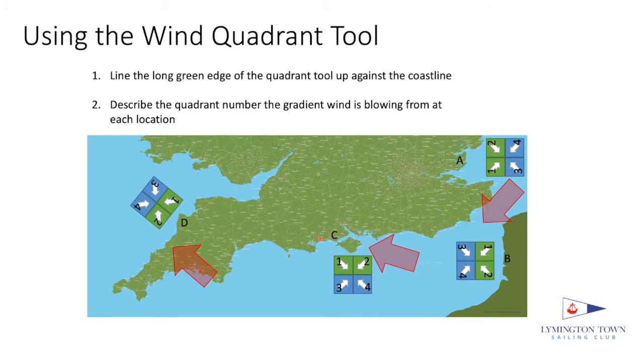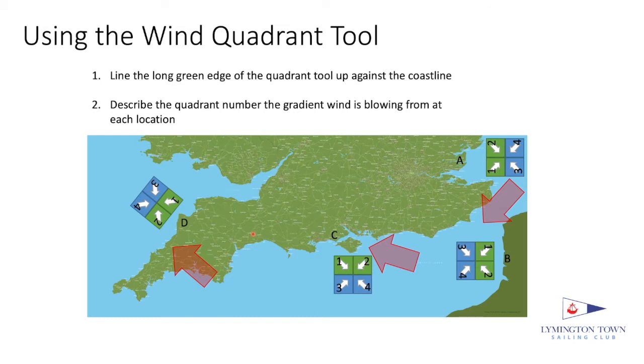At C, where we live, we're idealizing the south coast as running east-west, so we've got the tool orientated that way around. And finally, the North Devon coast is running northeast to southwest, and we've lined the tool up, again, long green edge facing the direction of the coast.